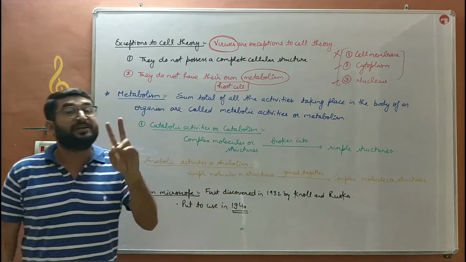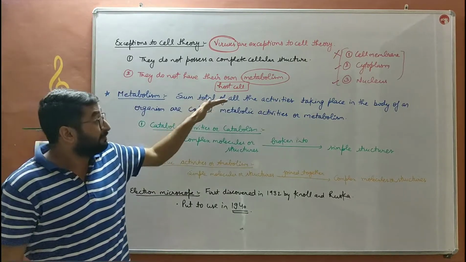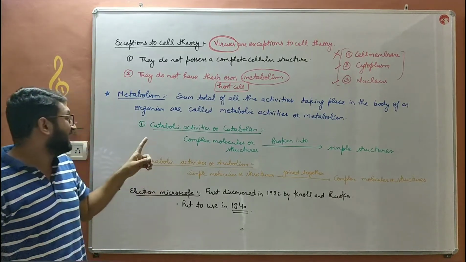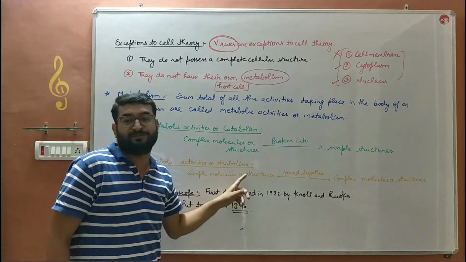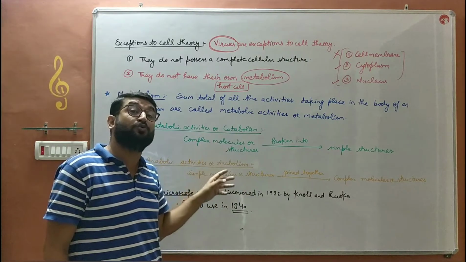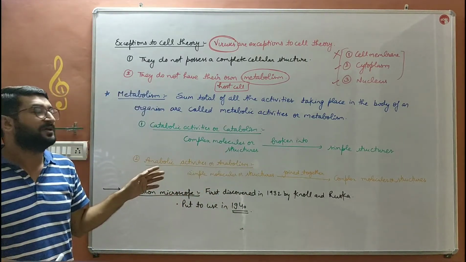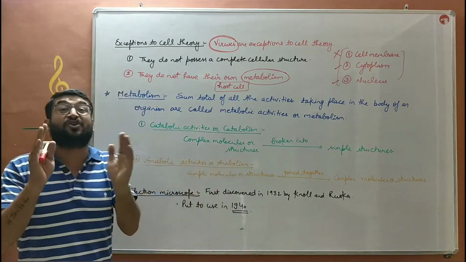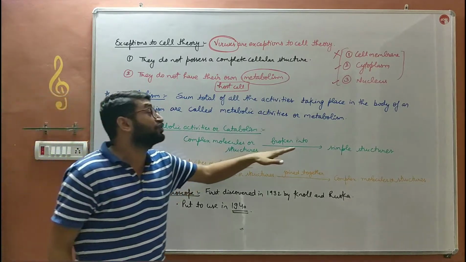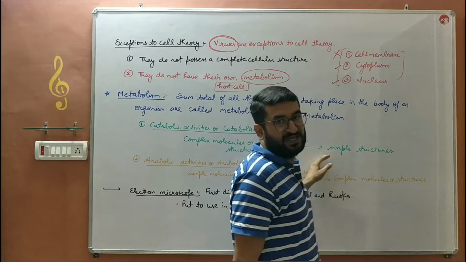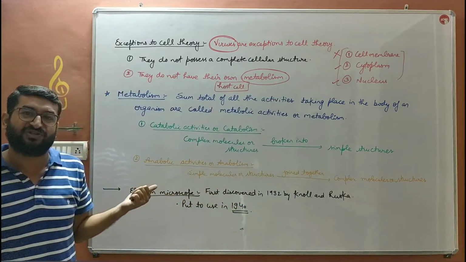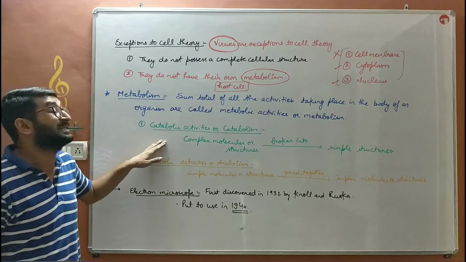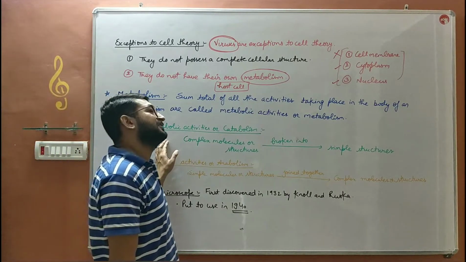Overall, there are two kinds of metabolic activities out there. So metabolism is subdivided into two forms: catabolic activities or catabolism, and anabolic activities or anabolism. They are antagonistic to each other, exact opposite to each other. In catabolism, complex molecules, complex or large structures are broken down into simple and smaller structures. So the breakdown of complex large structures into simple smaller molecules is known as catabolism or catabolic activities.